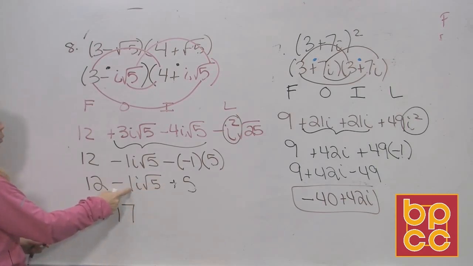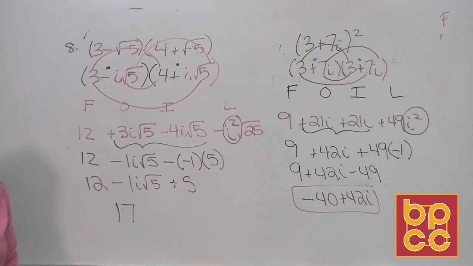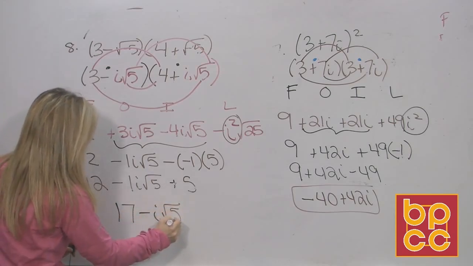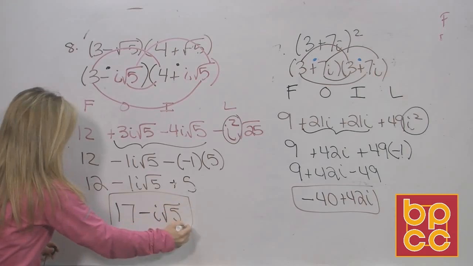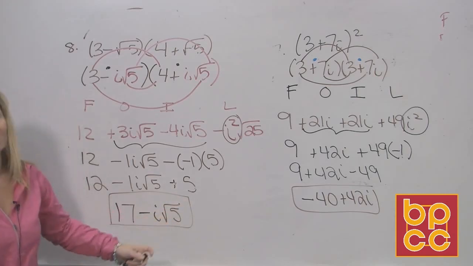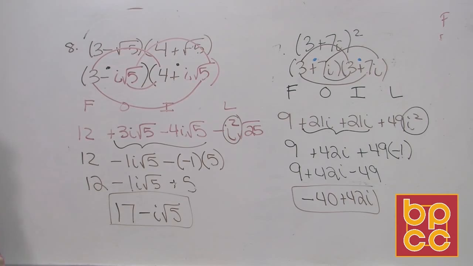Do we need to write a 1 in front of an i? Do we need that coefficient? No, we do not. So we could write negative i square root of 5. That is in a plus bi form. I see the real number. I see the imaginary. That's why this is called complex.